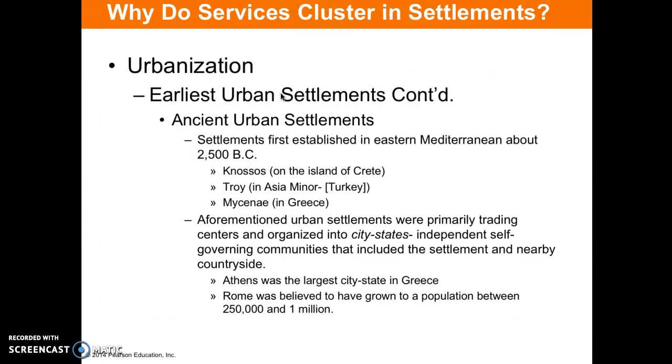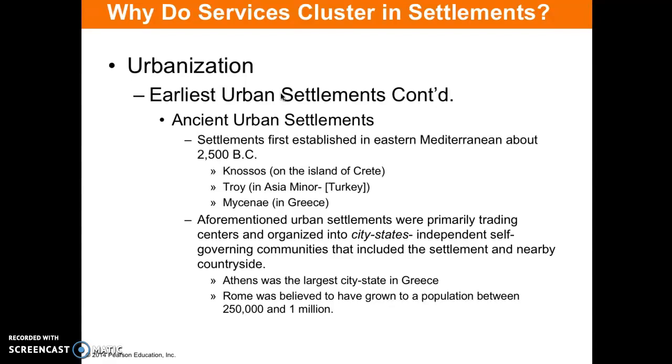Settlements were first established in the eastern Mediterranean about 2500 BC. So you have Knossos on the island of Crete, Troy in modern-day Turkey, and Mycenae in Greece. These urban settlements were primarily trading centers, and so they were organized into city-states. Each of these settlements was a self-governing community that included the settlement and the nearby countryside.